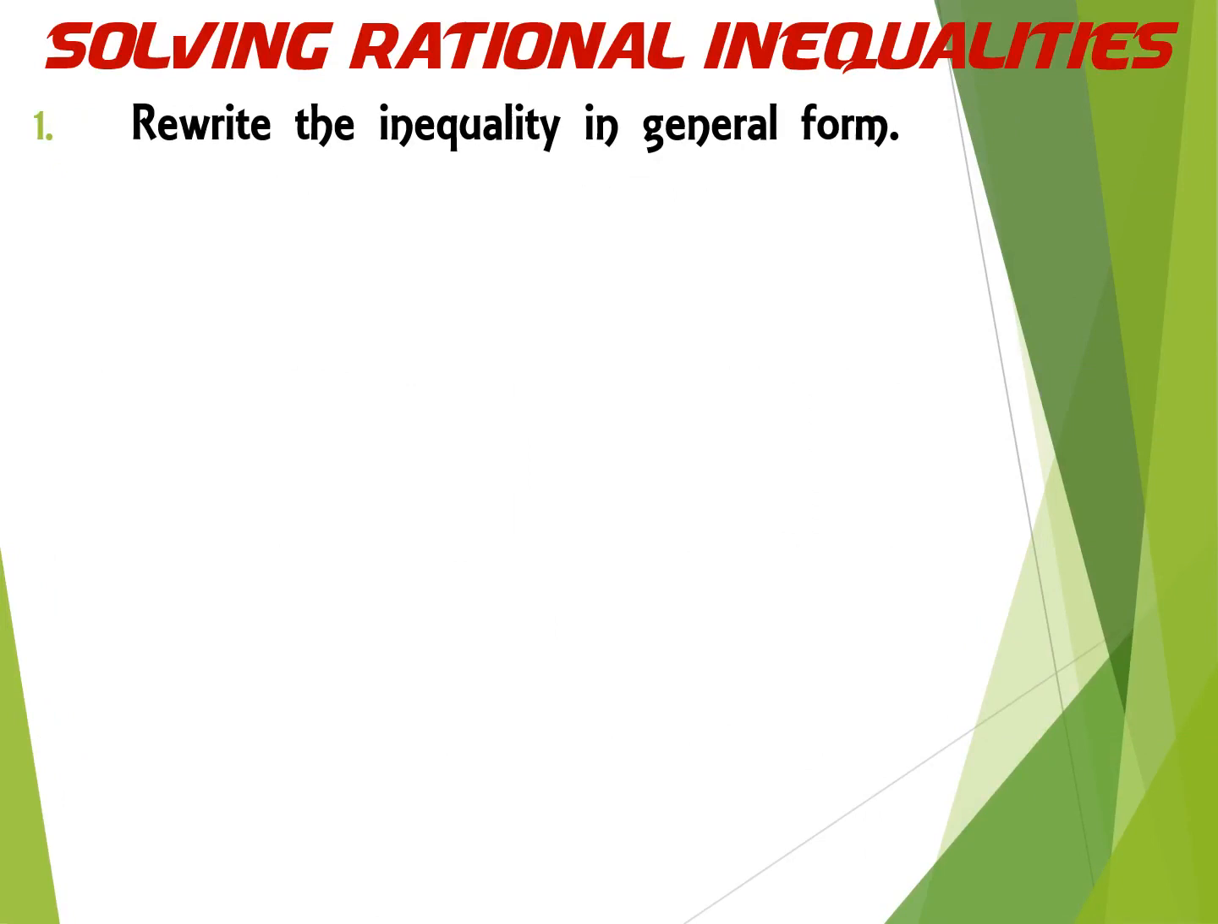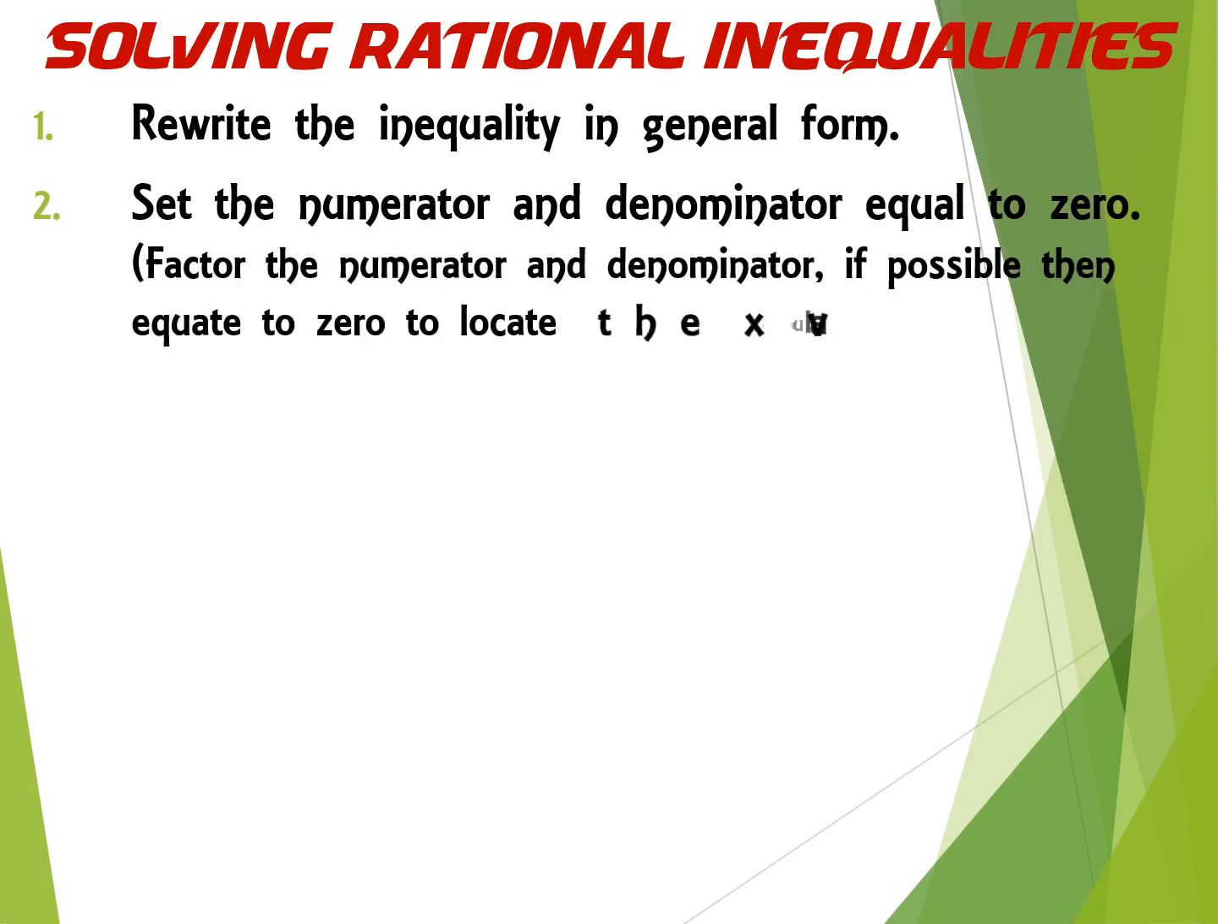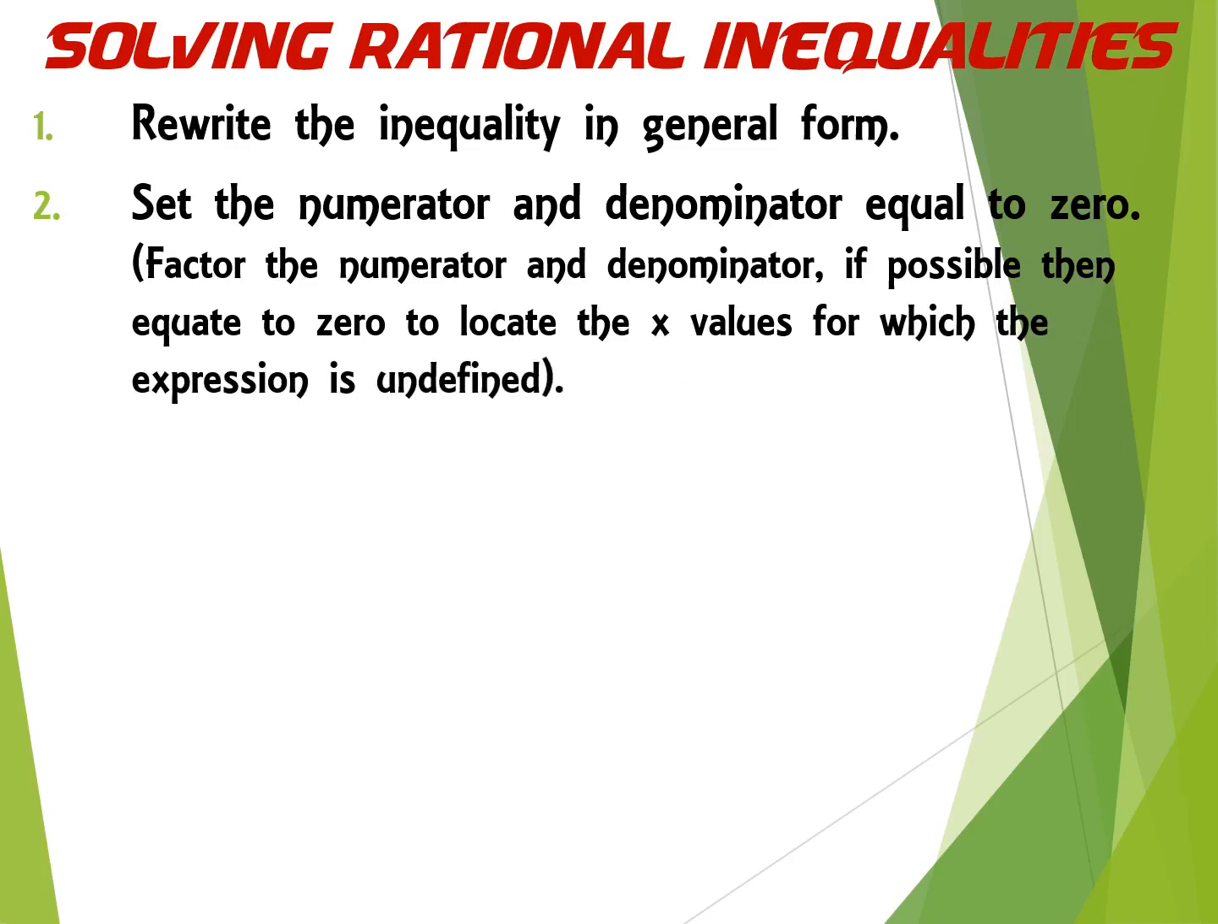First, rewrite the inequality in general form, or rewrite the inequality as a single rational expression written on one side and then 0 on the other side of the inequality symbol. Two, set the numerator and denominator equal to 0 to solve for x, but you have to factor the numerator and denominator first if it is possible. Then locate the x values for which the expression is undefined, which we call the critical values.